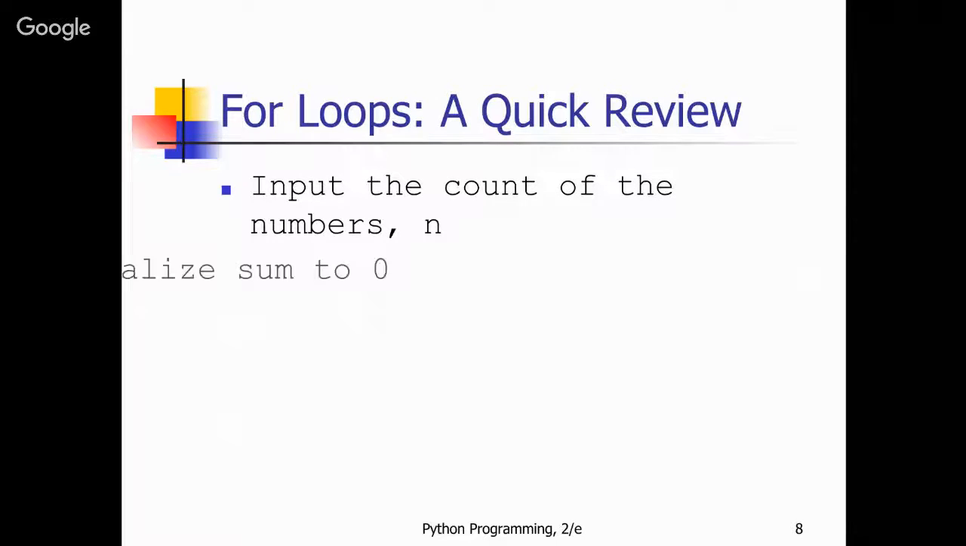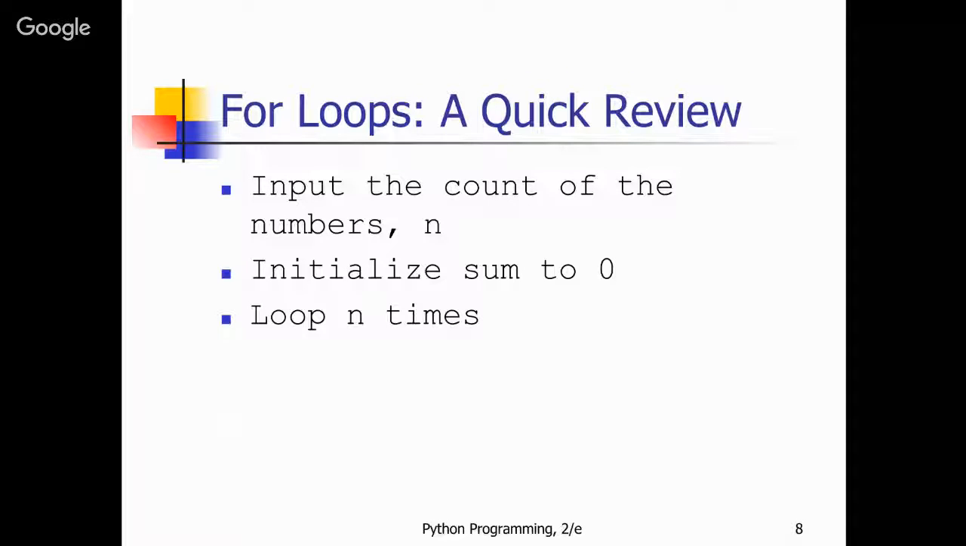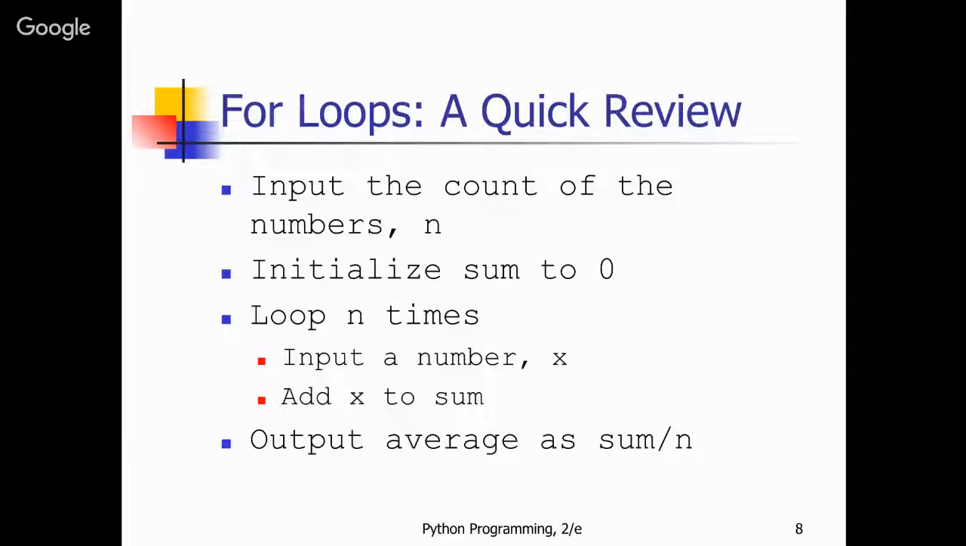And we know that we need to have a count of numbers such as n. We start with initializing the sum with 0. We're going to loop n times because that's how many numbers there are. We're going to input a number such as x, and then keep adding it to the sum, which is the accumulator pattern, and then output the average: the sum over the count of numbers. Does this make sense, logically speaking?